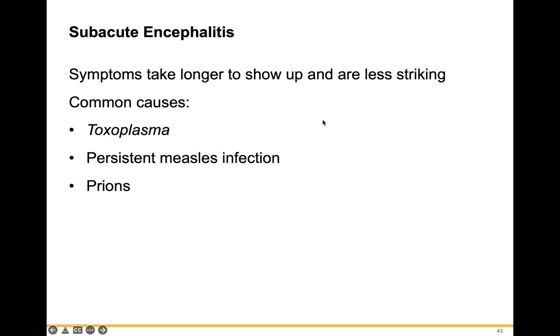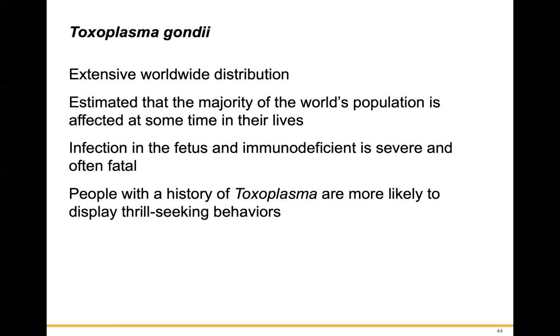Okay, so subacute encephalitis, the symptoms for this take longer to show up and they are less striking. And common causes for this are toxoplasma, persistent measles infections, and prions. So Toxoplasma gondii, this is pretty extensive worldwide as far as the distribution is concerned. It's estimated that a majority of the world's population is affected sometime over their lives. Infection in the fetus and immunodeficient is severe and often fatal. And people with a history of toxoplasma are more likely to display thrill-seeking behaviors.